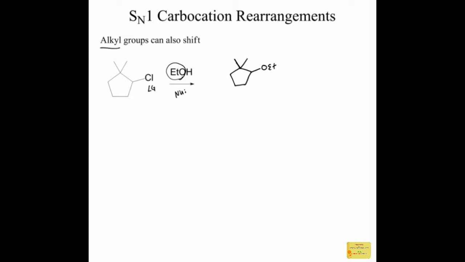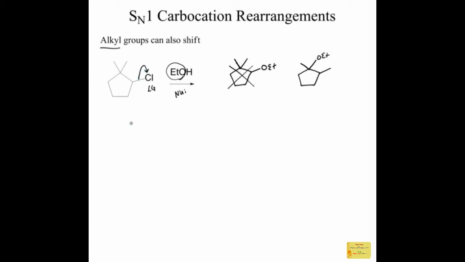Okay, and that looks like a good idea, but unfortunately that's not the product that's observed. The actual product that's observed is this one, where now not only is the nucleophile on a different carbon from the leaving group, but my carbon backbone, my carbon structure, is actually different. So this clearly must be some kind of rearrangement involving a carbocation. And let's see how that looks.